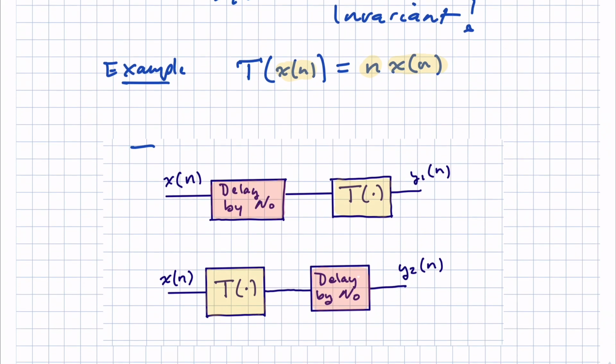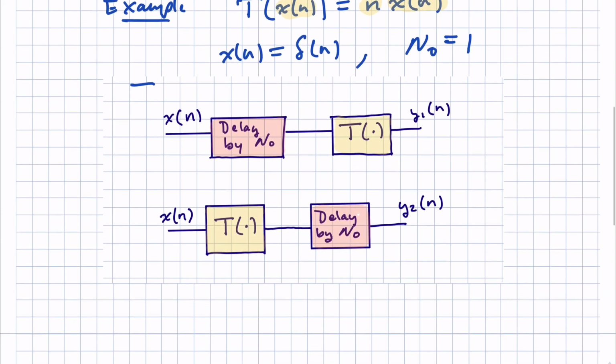Remember, this has to be true for all x of n and for all delays. So we can take a look at one specific case, and if it doesn't meet this property that y1 of n is equal to y2 of n, then we know the system is not time invariant. Let's get started. Let's take x of n to be simply delta of n, and you can choose any time delay. Let's make it just a 1 unit delay.